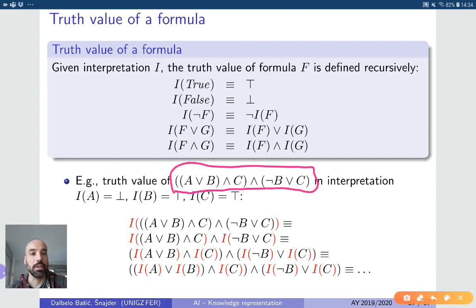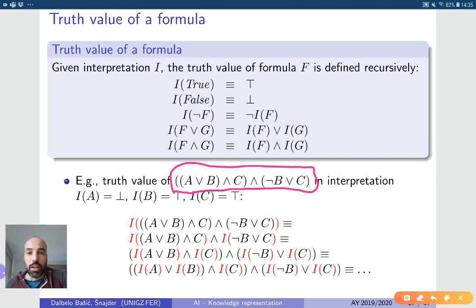So the way this works then is, for example, let's assume we have a formula like this one, a bit more complex. And now we'd like to know what is the truth value, right? We'd like to evaluate this formula. Now, the first thing that you have to have in mind is that the question of the truth value of a formula doesn't really make sense unless you're given an interpretation. Because it's only in an interpretation, or with respect to an interpretation, that the formula has a truth value.